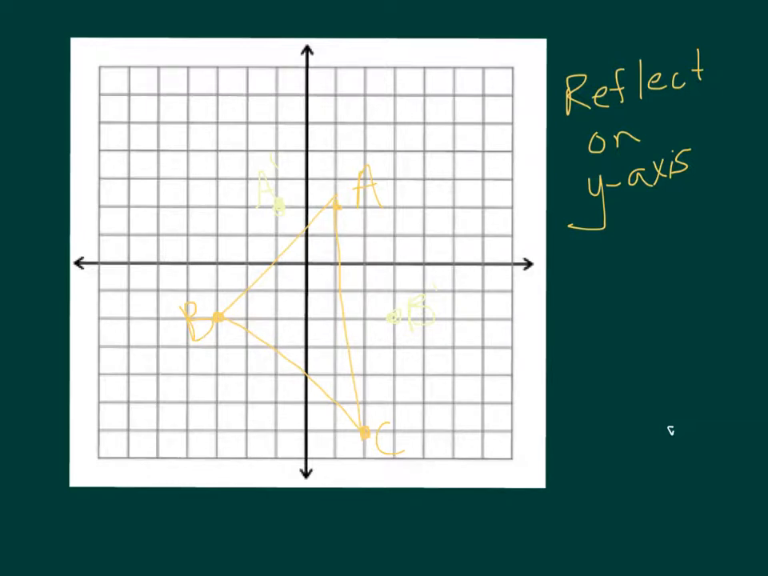So this becomes 2 to the left. Okay, draw your new figure. There's your triangle that's reflected over the y-axis.